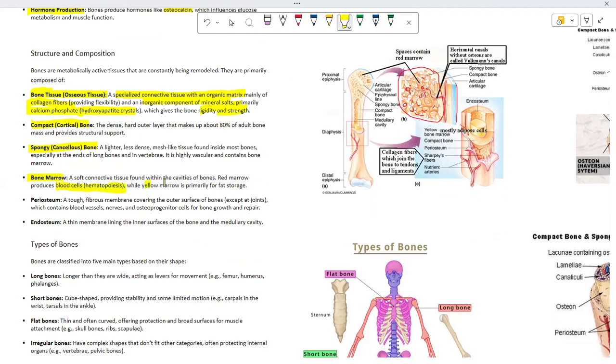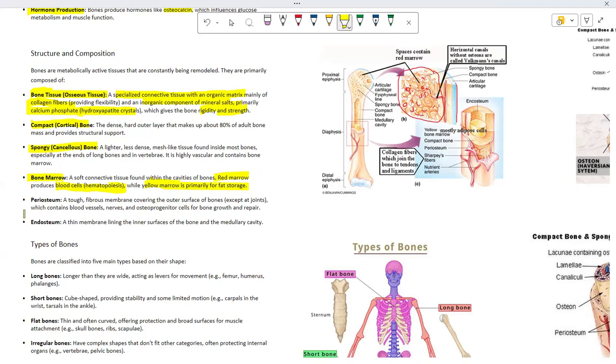While we have the yellow marrow. The yellow marrow is mainly for fat storage. So the yellow marrow is for storage of fat, and the red marrow is for production of the red blood cells. Okay, they are all within the bone marrow. So red marrow and yellow marrow.